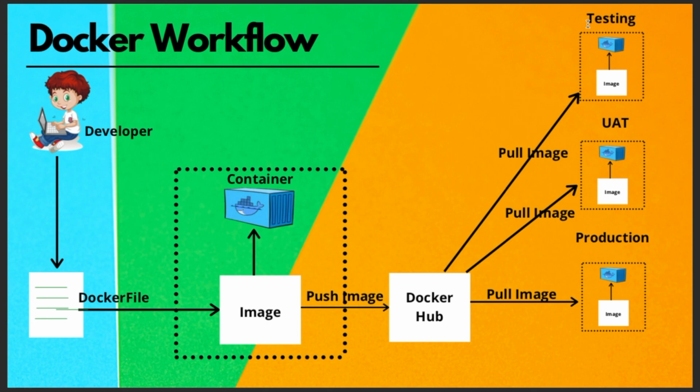It's the same thing. So in testing we have this version V1, in UAT also we have version V1, and production also has version V1. And this version V1 has the same configuration. I mean the same JDK. Everyone has Java 8, and everyone has Spring 2.0, like this.